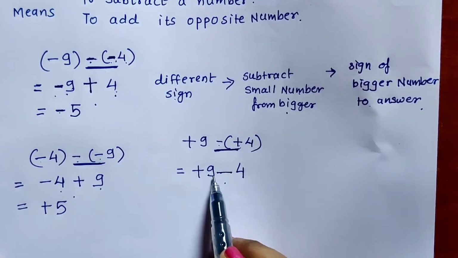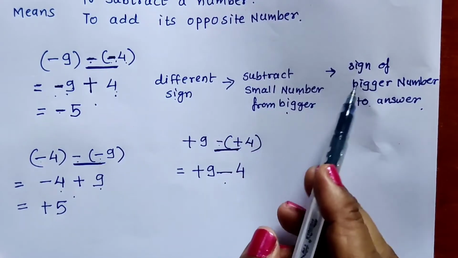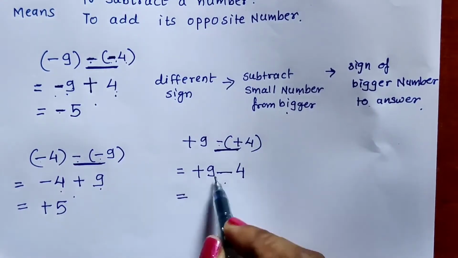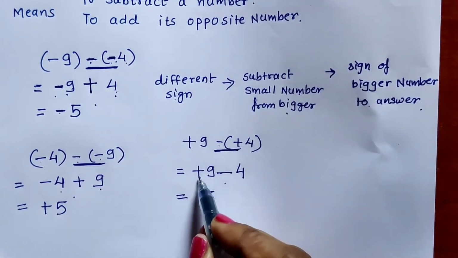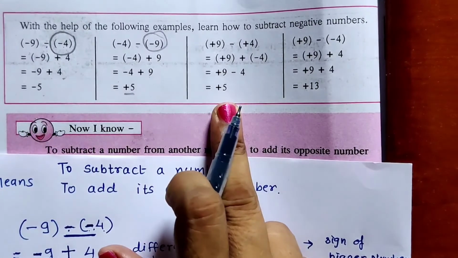So 9 is having plus sign, 4 is having minus sign, different sign. We have to subtract the smaller number from the bigger, and give the sign of the bigger number to the answer. So 9 minus 4 is 5, and the sign of the bigger number is plus, so plus 5. In this way we get the answer plus 5.